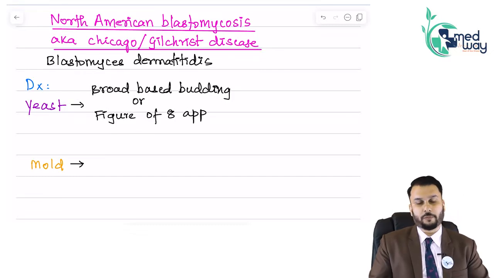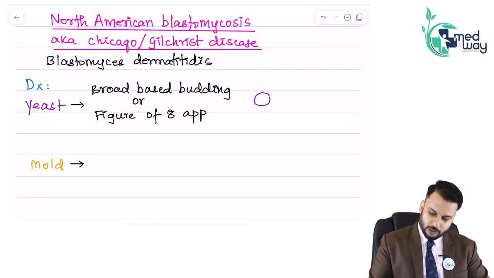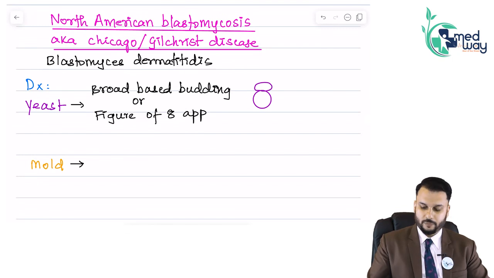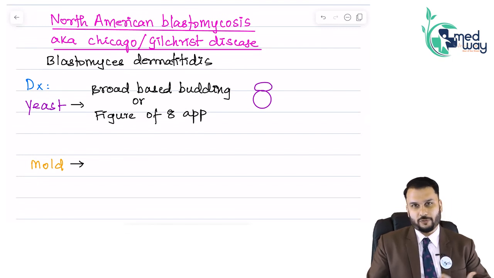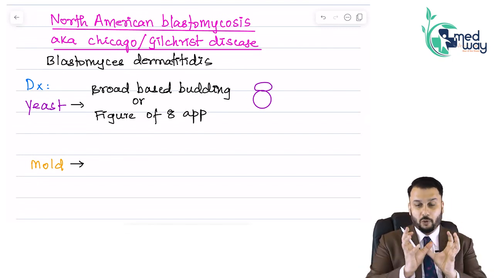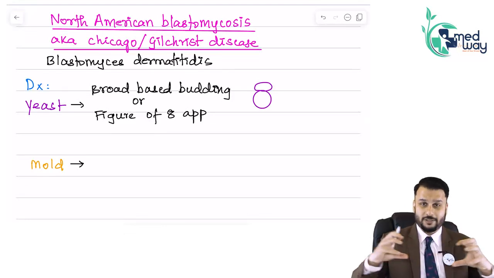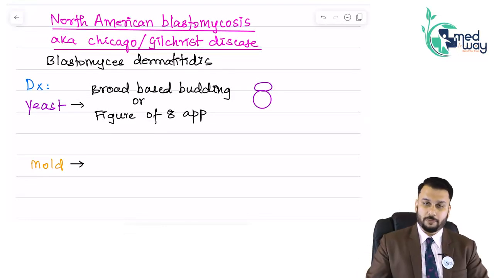Okay, figure of 8 appearance. Since you already know the routine type of budding, let me just demonstrate how this looks. So assuming this is a yeast, it will look like this. It gives it the appearance of the 8, and you can see it's a very broad based budding. The base is very broad. So broad based budding ends up looking like the number 8.